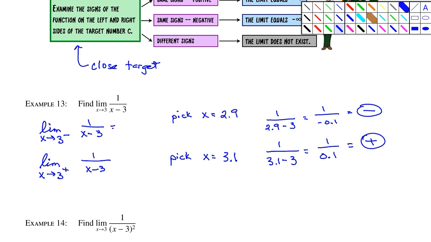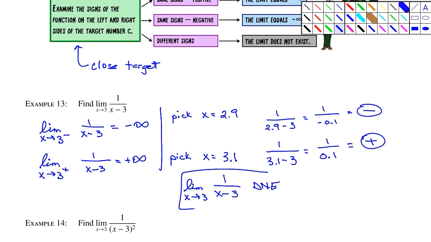So this left side limit is negative infinity. This right side limit is positive infinity. And therefore, putting those together, the limit as x goes to 3 of 1 over x minus 3 does not exist because they are different infinities.